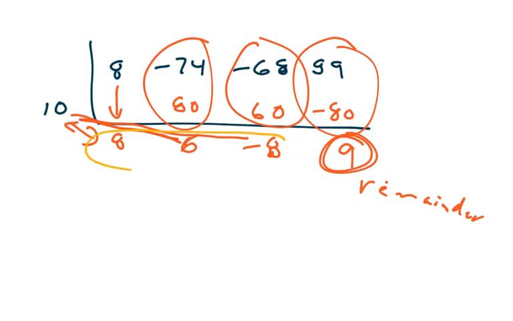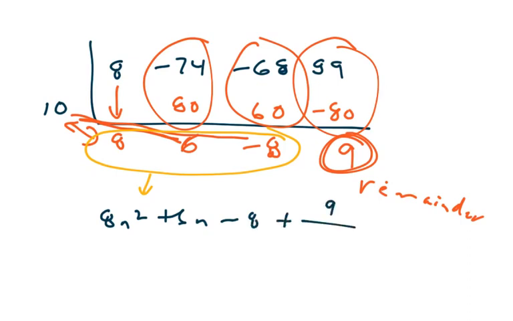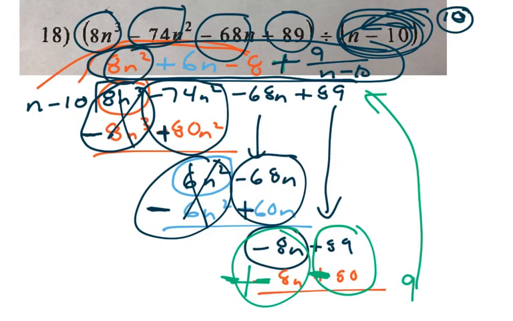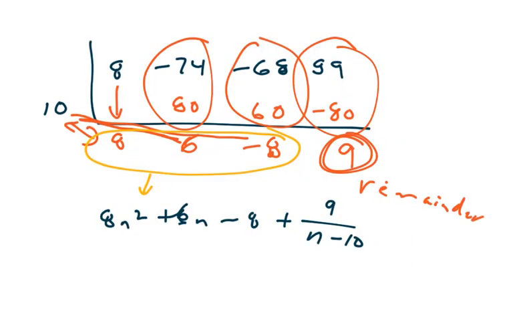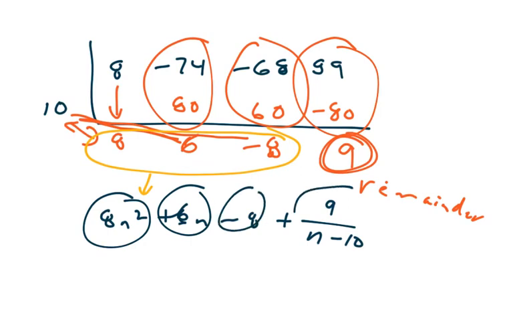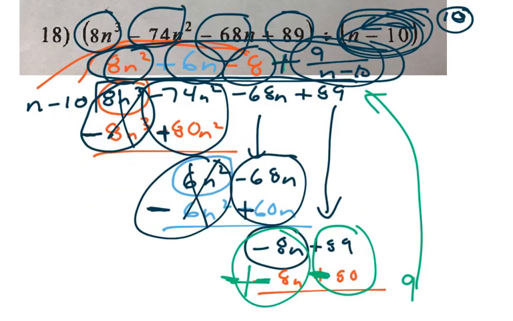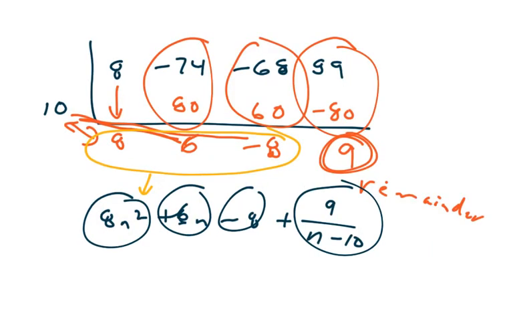And I like to refer to the rest of this right here as my guts of the problem. Notice, if I translate the guts, I have 8n squared plus 6n minus 8. The remainder of 9 is, again, remember, over our divisor, which was n minus 10. That should be exactly what we got. 8n squared plus 6n minus 8 plus 9 over n minus 10 is exactly what we got here, here, here, and here. Just want to double check real quick. Yes, sirree. And so that's how you do synthetic, guys.